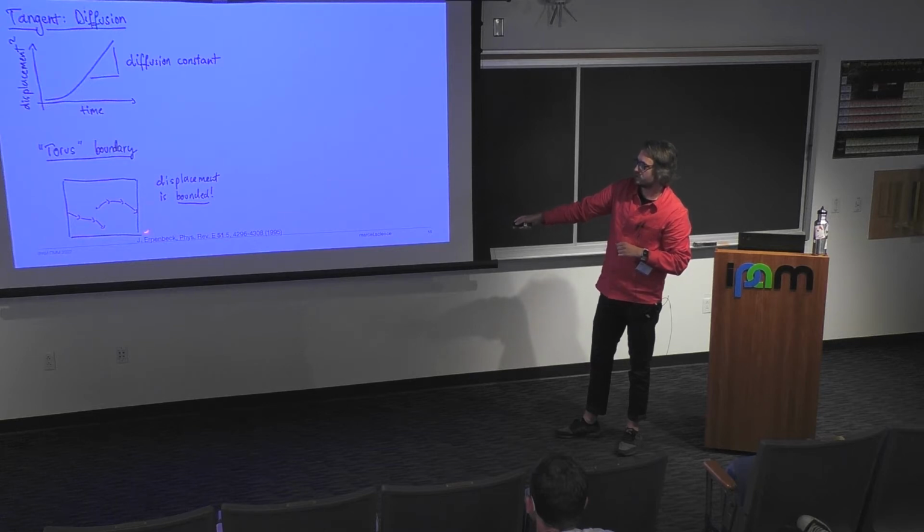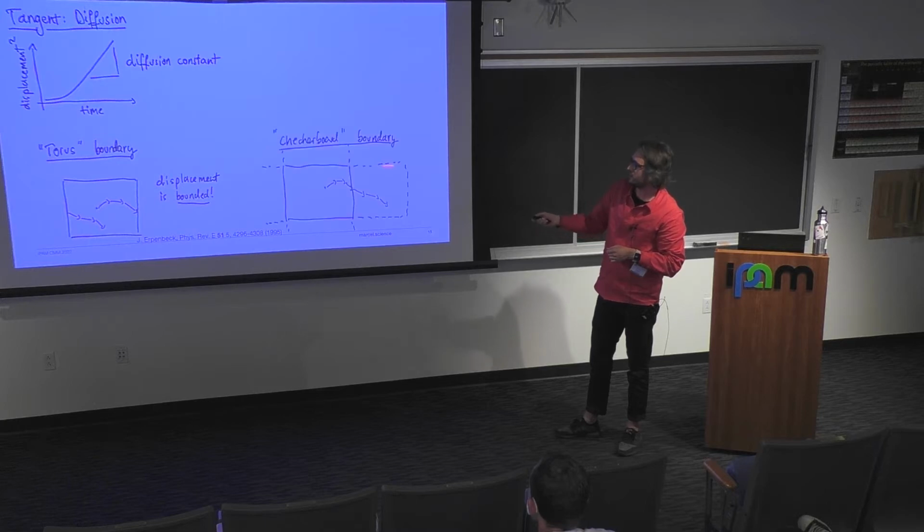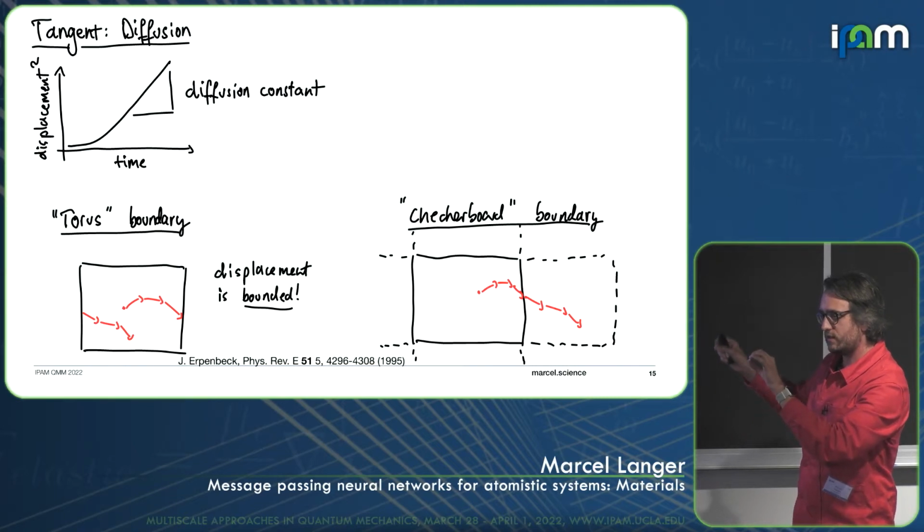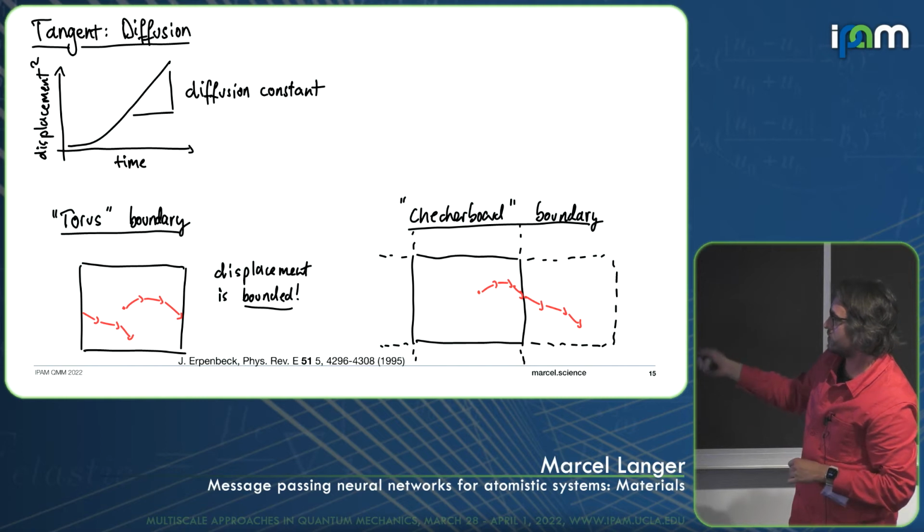That means if you measure the displacement over time, it's bounded. So this will never happen. You just flatten out and you don't get a proper diffusion constant. Now, if you have a different view of the boundary conditions, if you go to this kind of checkerboard picture, you don't have this problem because your atom can actually diffuse out of the unit cell and diffuse into the great blue yonder, and then you get the proper diffusion constant.